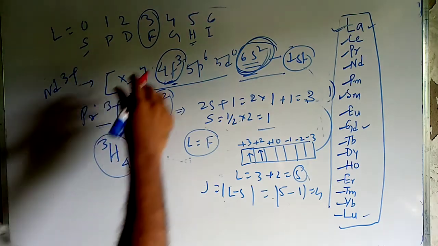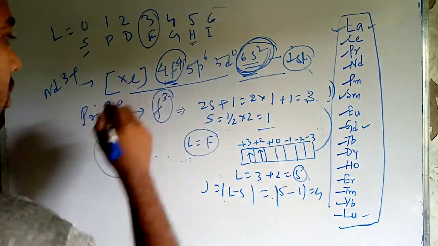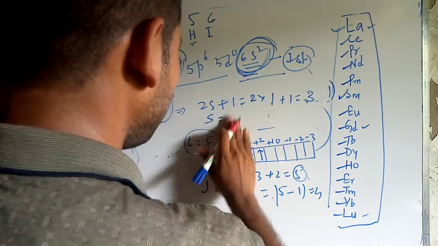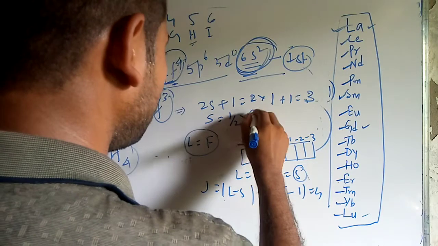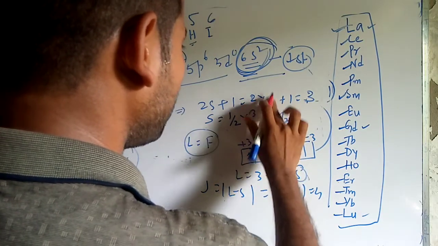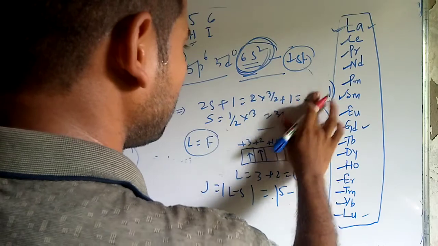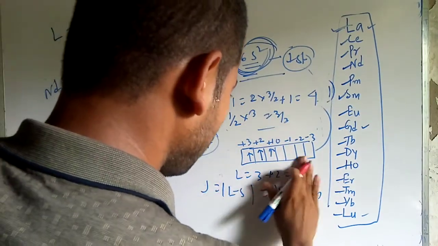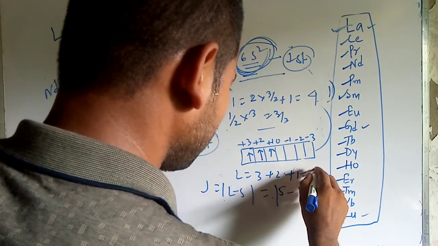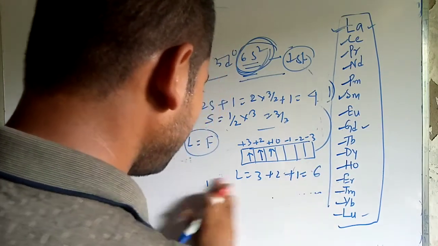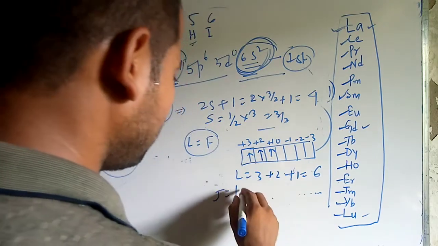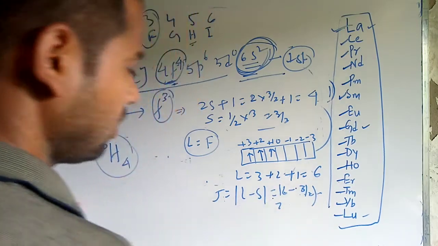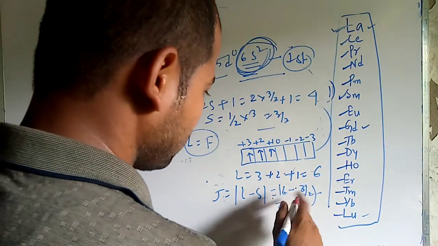Nd3+, this is actually 4f3. Neodymium 3+, the term symbol: 2S+1, S equals half into 3 electrons present here, so S equals 3/2. Then L equals 3 plus 2 plus 1 is 6, and J, since it is less than half-filled, equals L minus S, which is 6 minus 3/2, 12 minus 3, so 9/2.